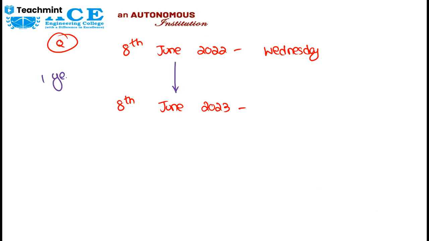1 year gap is there. Fine. Now, is that 1 year 365 days or 366 days? 2022 is a non-leap year. This is also a non-leap year. Obviously, we have only one odd day. One odd day will be there. So Wednesday plus one, the answer is Thursday. Simple is this. Only one odd day.